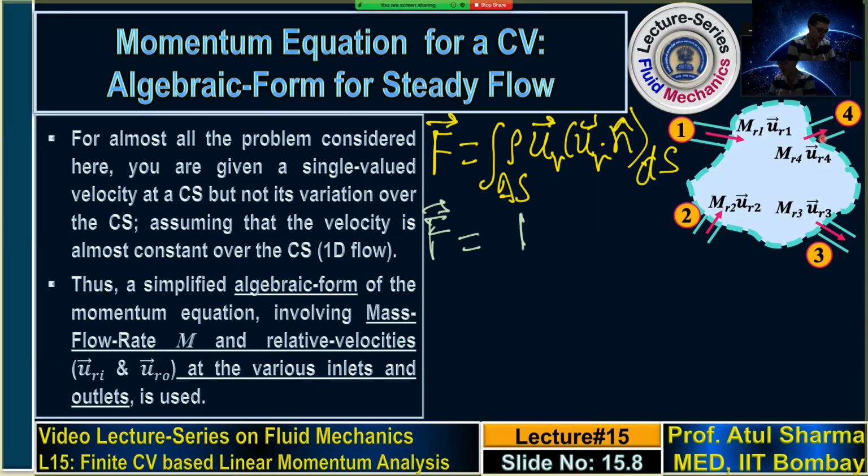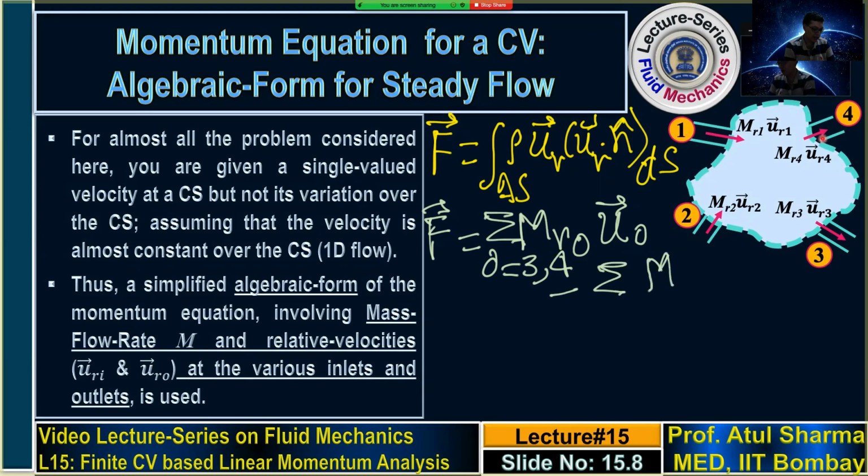the product of the mass flow rate at the outlet multiplied with the velocity vector at the outlet, summation over the outlets. Now the outlets here are 3 and 4. So basically we are saying M R4 U4 plus M R3 U3. So you substitute wherever you have O, 3 and 4, minus the summation of MRI. Note that this is URO, this is a relative velocity.